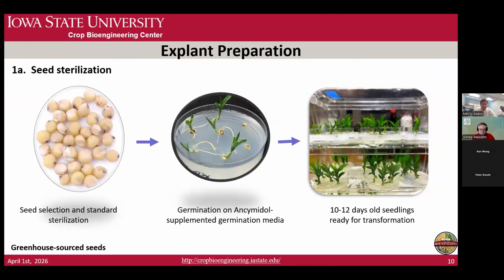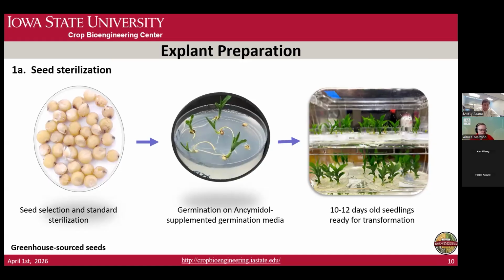So the first step is, now we'll go into more detail for each step. First step is seed sterilization. Currently we are dealing with two kinds of seed sterilization process. One is the seeds coming from the greenhouse or from the growth chamber, so it's a nice environment, and the other is the seeds coming from the field.